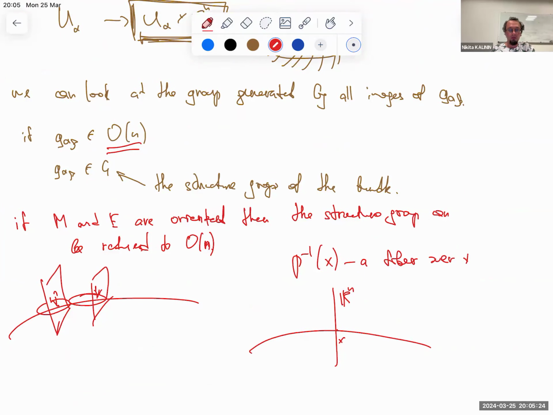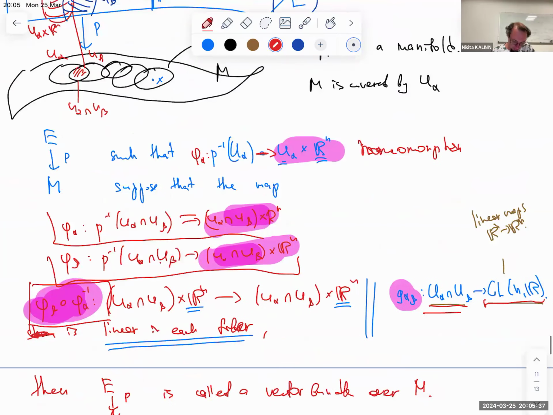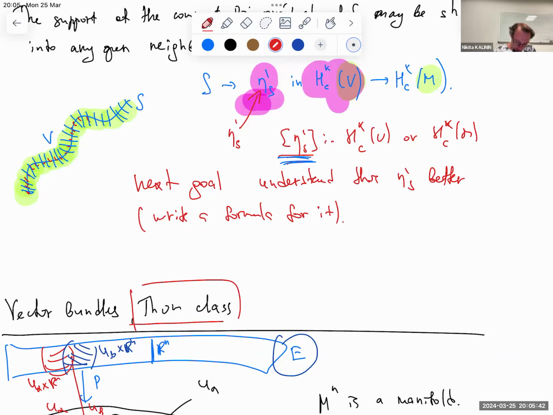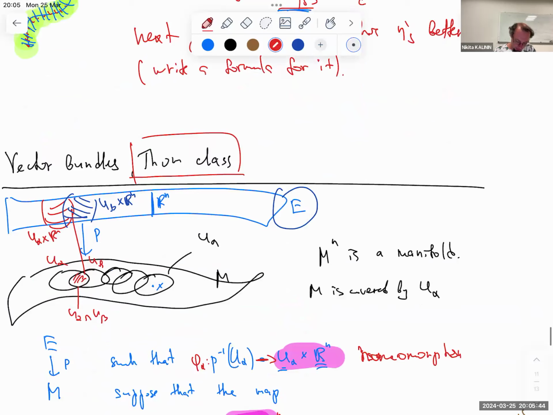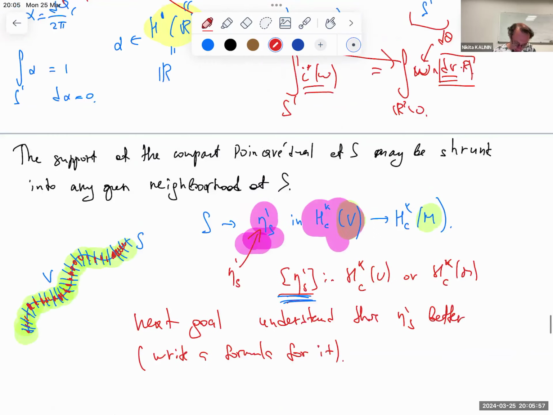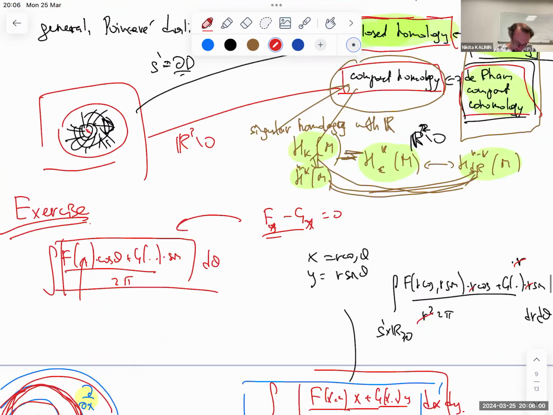Okay, what else I wanted to tell you about vector bundles? Well, that was as short an introduction as possible. Then next time we construct the Thom class. Basically you construct the Thom class by integrating over the fibers, with small forms living on these fibers of the tubular neighborhood of a manifold. Also, next time we discuss the exercises.